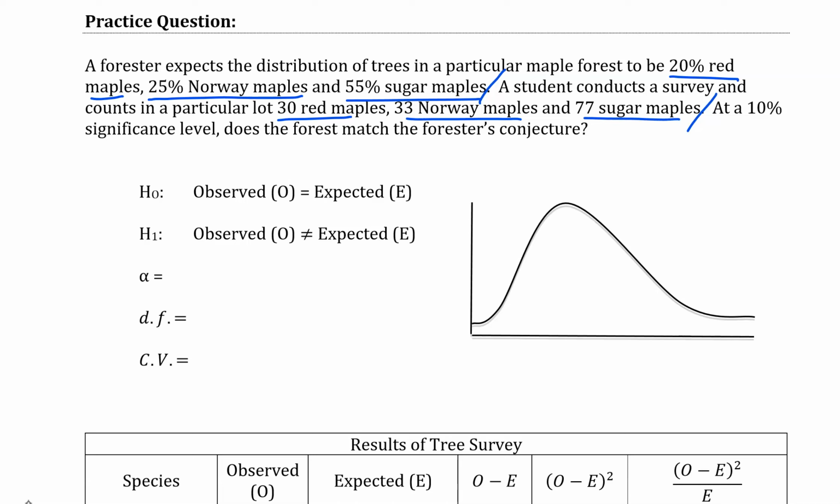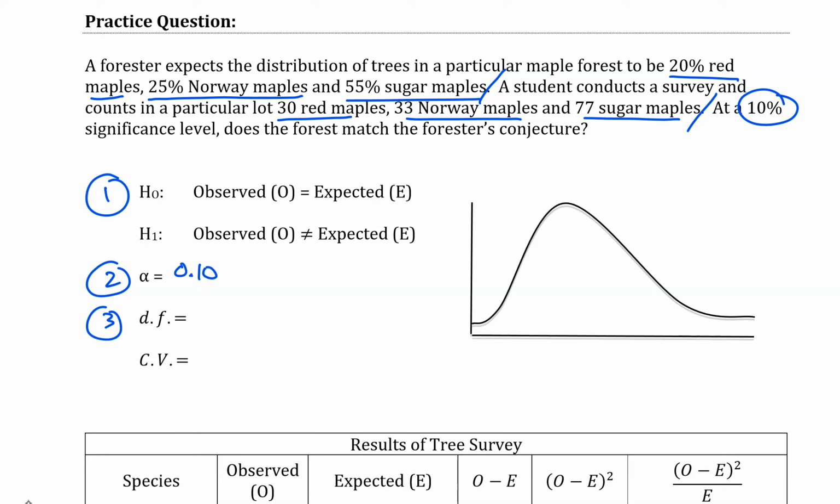So again, it's a chi-squared distribution that we're going to be working with, our chi-squared hypothesis test. So step 1 is our null and alternate. So observed equal to expected and not equal to expected. Step 2 is alpha. In this case, it does say 10%, so we'll go with 0.10.